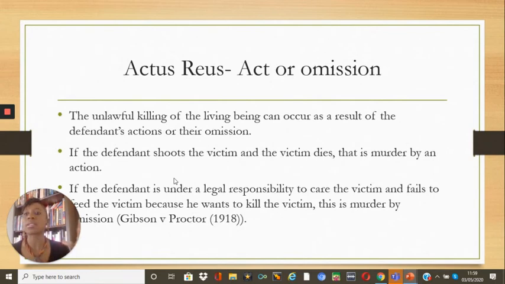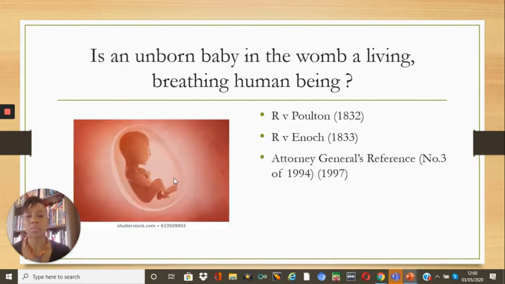So important to note that actus reus, even though in most textbooks and in most classes we start off by saying actus reus is the guilty act, sometimes this definition is not adequate. Because as with murder and with some other offenses, actus reus is not only a guilty act, it can occur as a result of an omission.